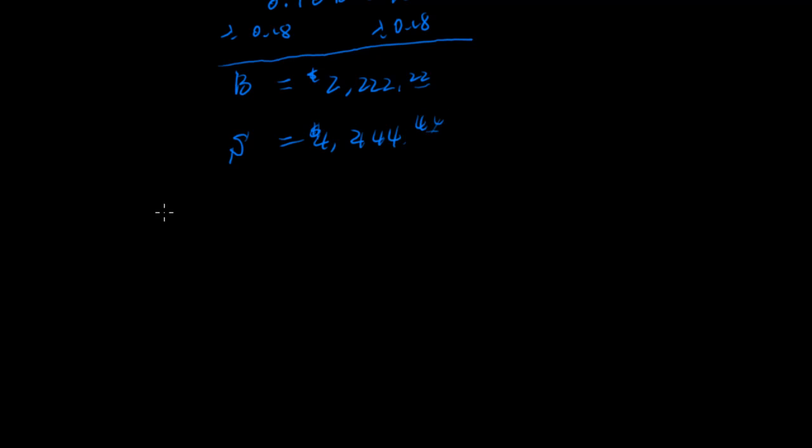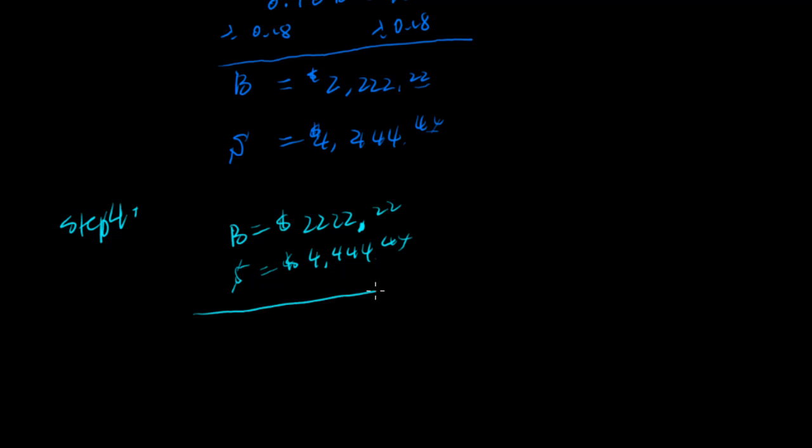And since stock is twice as much, it's $4,444.44. Now, don't forget the last step, step 4. We have to check the work. From the fact that B is equal to $2,222.22, the S is equal to $4,444.44. We see that 2 times B is equal to S, or that twice as much is invested in the stock as in the bond. This one checks out.